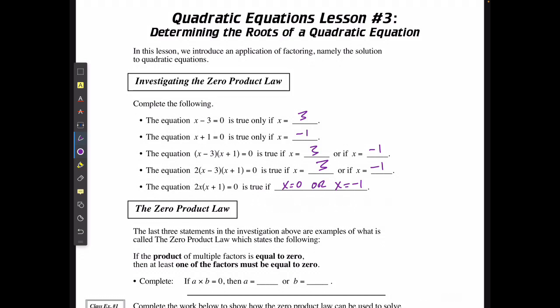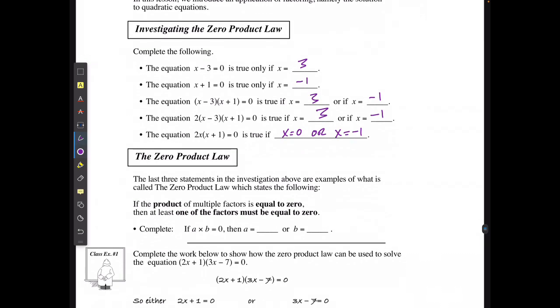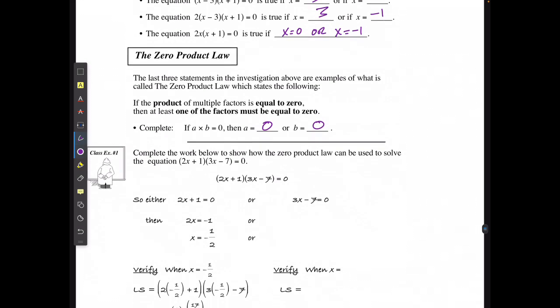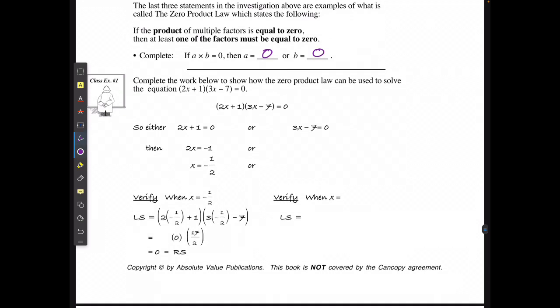The zero product law states the following: if the product of multiple factors is equal to 0, then at least one of them has to be equal to 0. So if a times b is equal to 0, then either a is equal to 0 or b is equal to 0 for this to be true. When we're completing the work, following through the factoring processes, then I'm going to use the zero product law to solve what x would be if 2x plus 1 times 3x minus 7 was equal to 0.